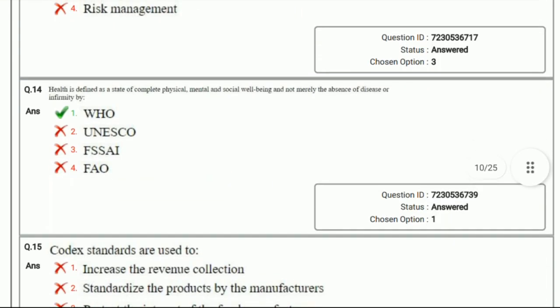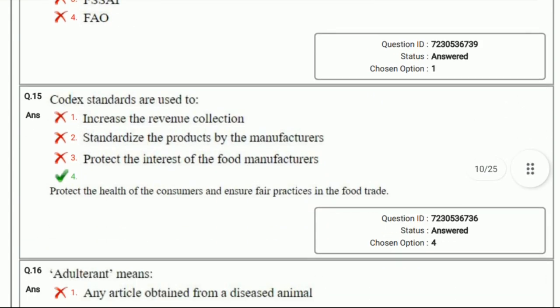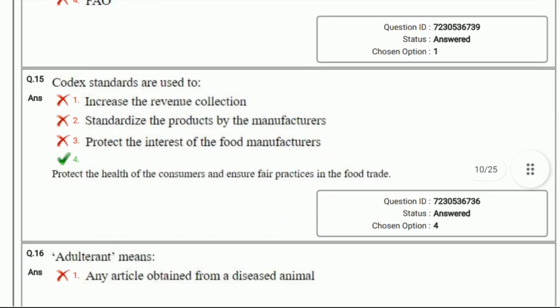Next question: health is defined as a state of complete physical, mental, and social well-being, and not merely the absence of disease or infirmity, by. This is a very famous definition of health which is given by WHO. Next: Codex standards are used to. Again, a very easy question. The standards are meant to protect the health of consumers and ensure fair practices in food trade.